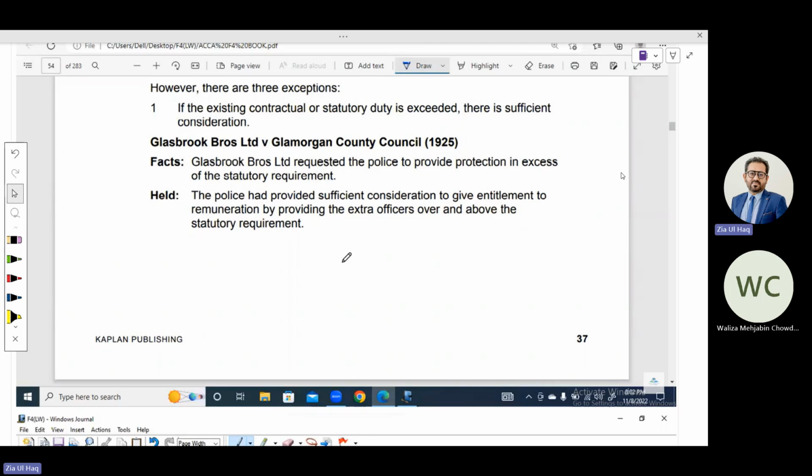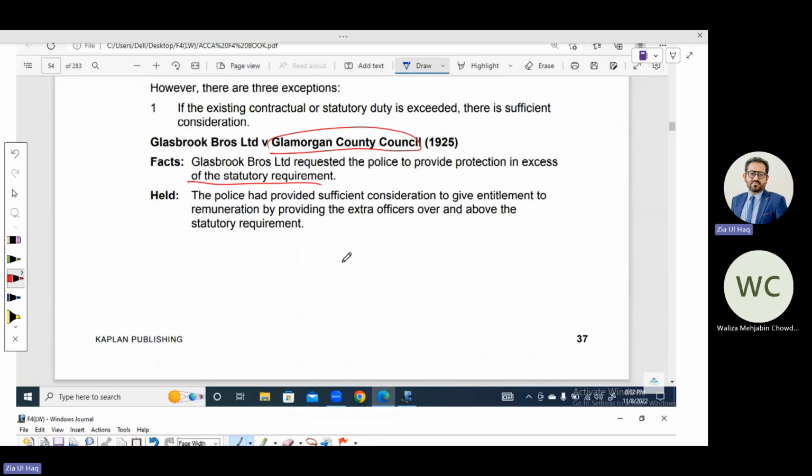GBL versus GCC. Glassbrook Brothers Limited is a company that requested the police. This is a police body council to provide protection in excess of the statutory requirement. And they need some security, but more than normal.